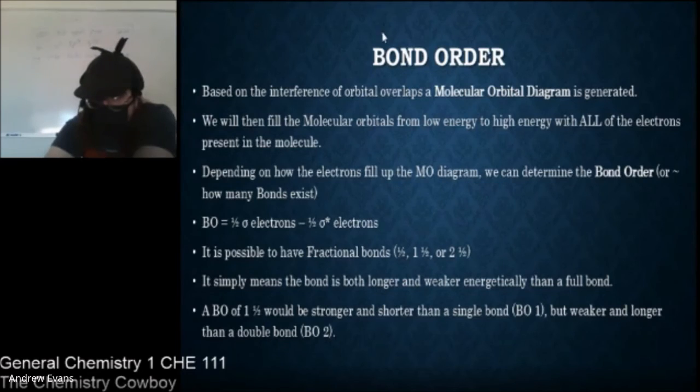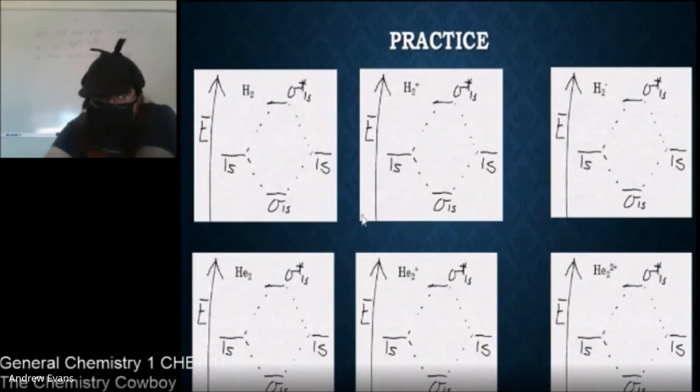So if I have a bond order of 1.5, it would be stronger and shorter than a single bond, but weaker and longer than a double bond. That's because we only have a partially filled orbital. In practice, this can be used to understand how stable a hypothetical molecule is.